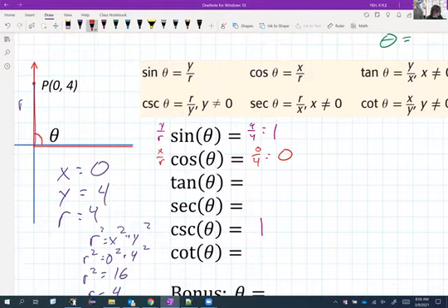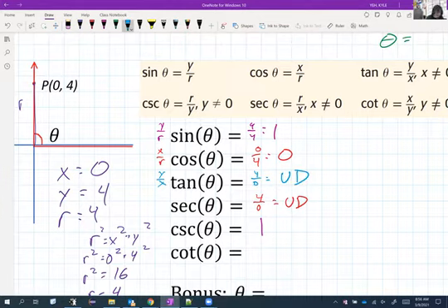But then secant is where we run into a question mark, because if we flipped it, we would get 4 over 0. We know we can't divide by 0. Secant is undefined for this angle. Anytime we try to divide by 0, undefined. Which leads us into our y over x for tan. 4 over 0 is undefined for tangent, but then flip it for cotangent. 0 over 4 is going to be 0.